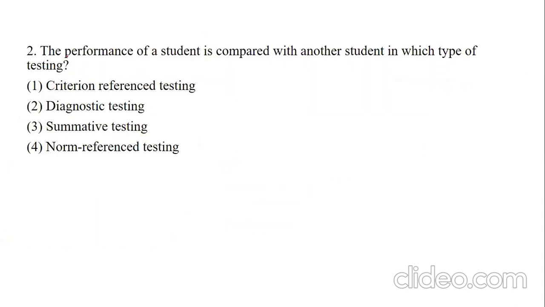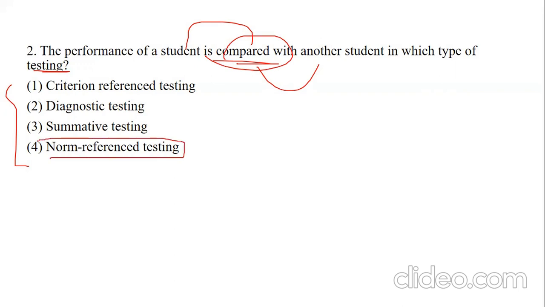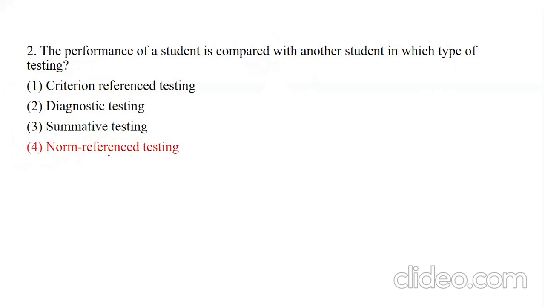Let's go with the second question. The performance of a student is compared with another student. See, comparison of one student with another. It's which type of testing? Here we cannot go with this reducing method. Why? Because this is a conceptual and factual question, where you need to be very clear with your concept. If we talk about comparison of one student with another, it is covered under the testing called norm reference testing. So the correct option will be the fourth one.